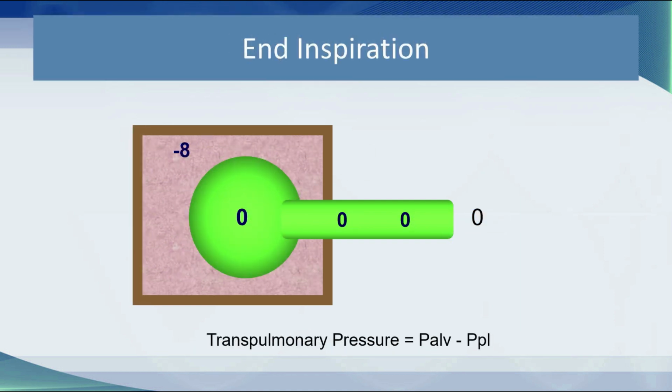At end inspiration, we are in a situation where the pleura are fully expanded. So we have opened up the chest pump as much as we can by the diaphragm descending and generating all this negative pressure within the pleura. But the gas in the alveoli has completely equalized with atmospheric pressure. So at end inspiration, the pressure within the alveoli is 0 with respect to atmospheric pressure, and it's 0 all the way along the conducting airways.